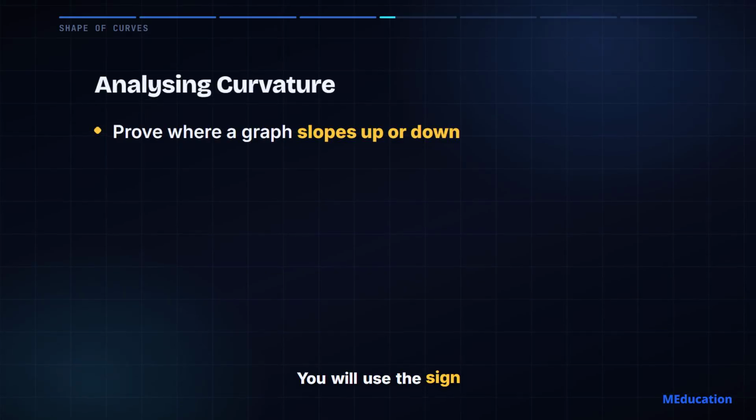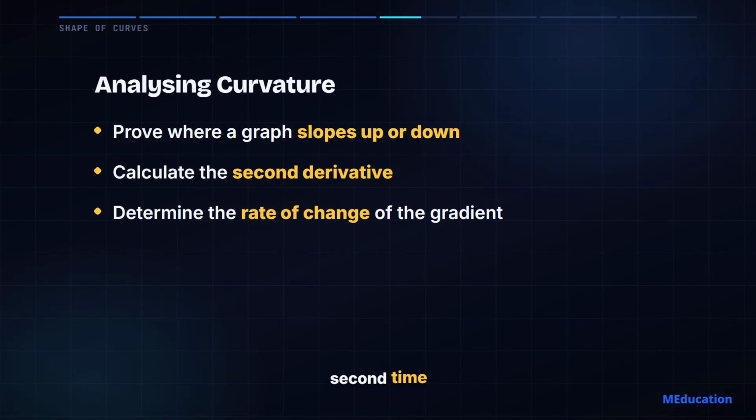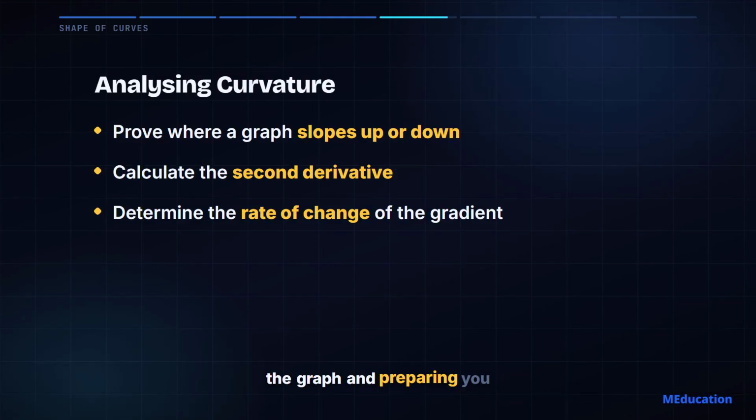You will use the sign of your first derivative to prove exactly where a function is sloping upwards or downwards. Then, you will differentiate a second time. The second derivative tells you the rate of change of the gradient itself, revealing the underlying curvature of the graph and preparing you for advanced curve sketching.